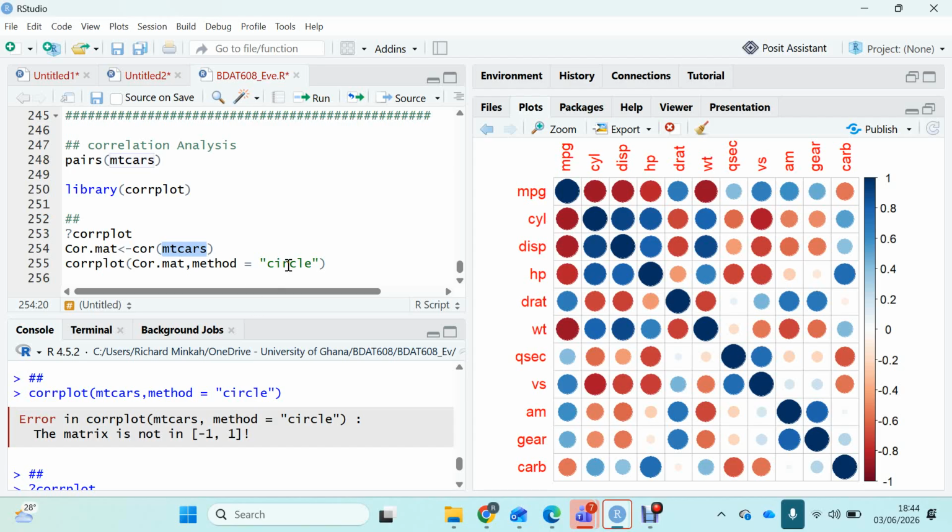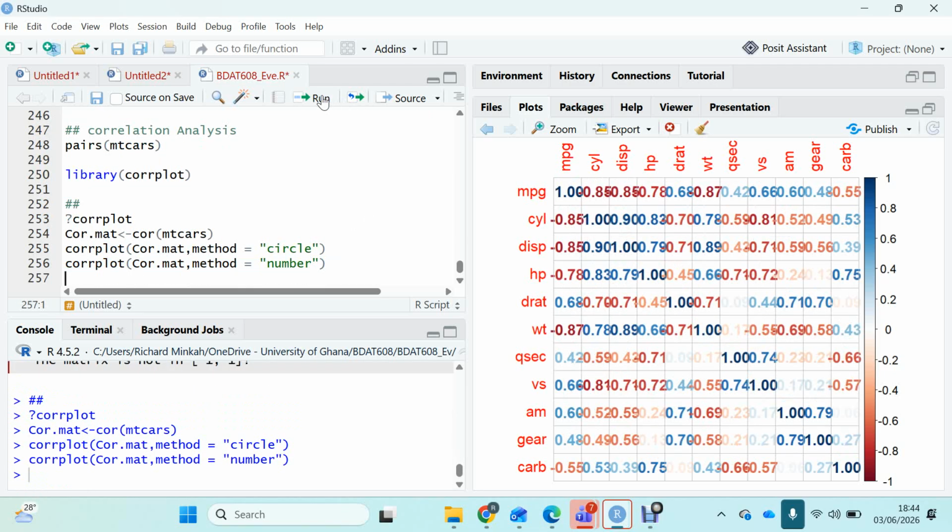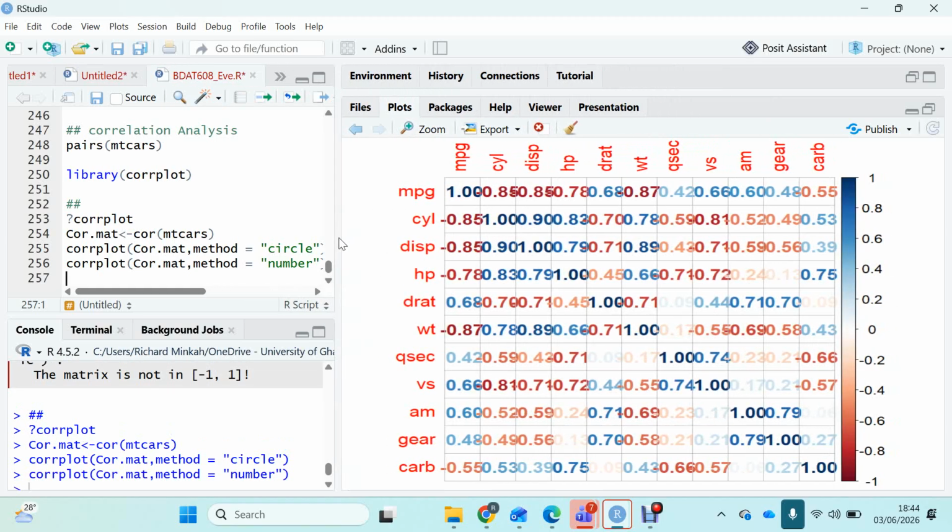So the color and the size move together. The higher the correlation, the deeper the color, and also the size of the circle. There are so many options that you can use. You can also use a number. You can even use pie, you can display it in a pie chart. So if you check the method, you see all of them. We can also use number.